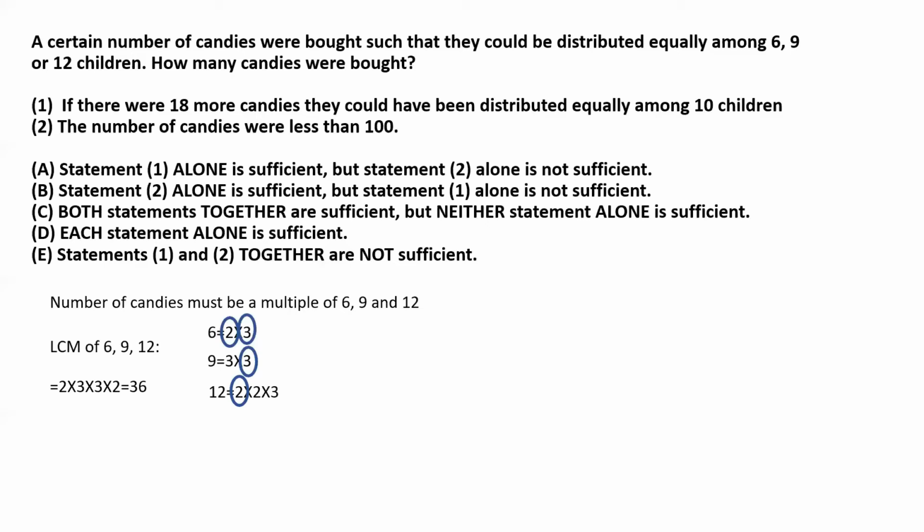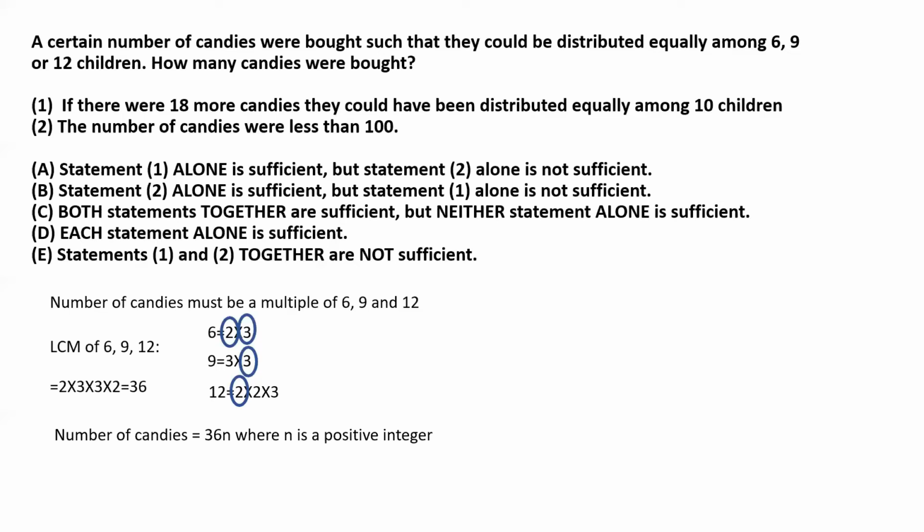Now, the number of candies bought is not necessarily 36, but it could be a multiple of 36. So we can express the number of candies bought as 36n, where n is a positive integer, 1 or greater than 1. So now we consider the two statements one by one.